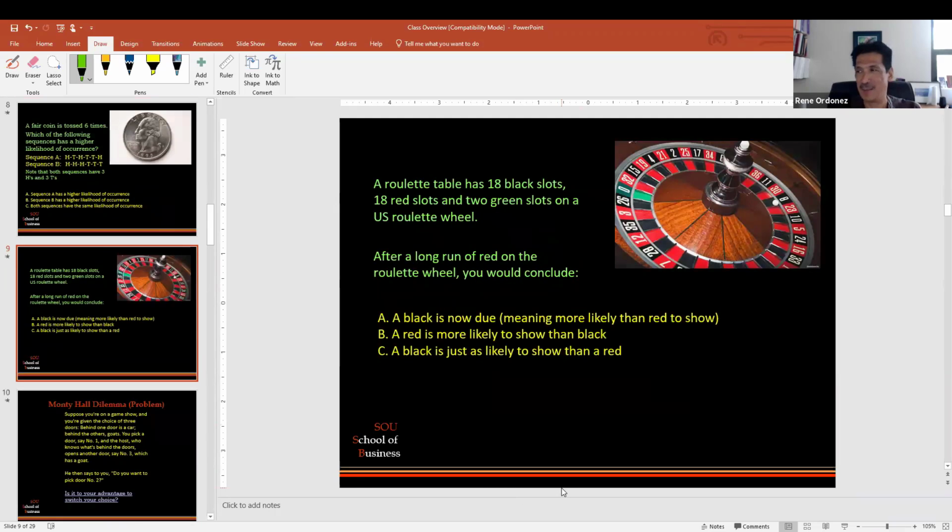Another statistical illustration. A roulette table has 18 black slots, 18 red slots, and 2 green slots on the US roulette wheel. After a long run of red on the roulette wheel, you would conclude which of the following? A, black is now due. B, a red is more likely. C, a black is just as likely to show as a red.